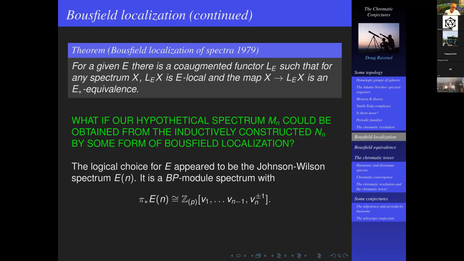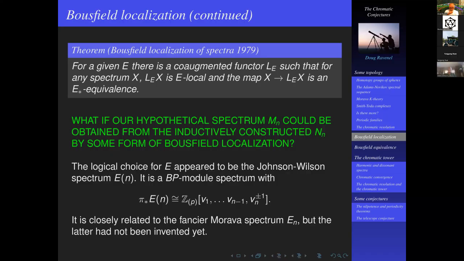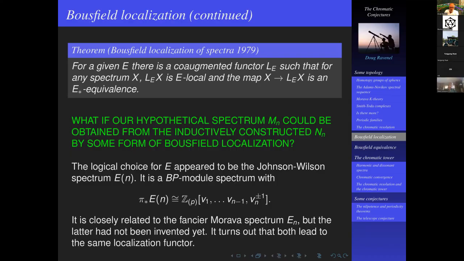So what is that? I believe Johnson and Wilson are both here today, so they know the answer to this. It's a BP module spectrum whose homotopy is, we take the homotopy of BP star, we invert Vn, and then throw away all the higher generators. Now, throwing away the higher generators isn't really necessary for this purpose. The important thing is that Vn gets inverted. And this is related to a fancier gadget called the Morava spectrum En, but it hadn't been invented yet. Now, it turns out that both lead to the same functor L sub E.